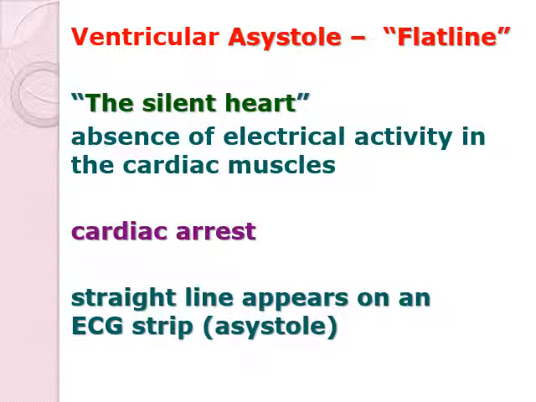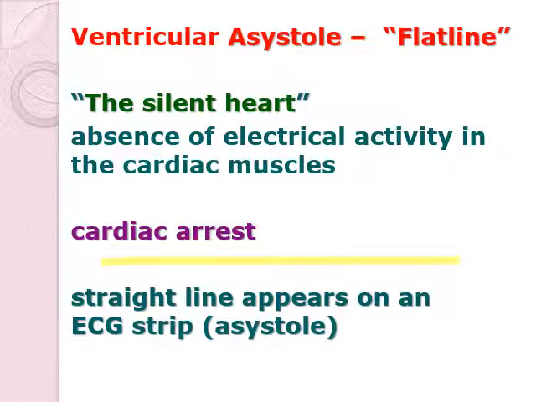Then we have the term ventricular asystole. So when I say ventricular asystole, this refers to flatline. This refers to the silent heart, okay? Hence the absence of electrical activity in the cardiac muscles. In other words, there is cardiac arrest. Okay, so the straight line appears on an ECG strip in your ventricular asystole. So when I say ventricular asystole, flat line.